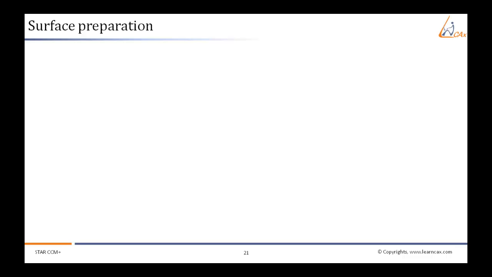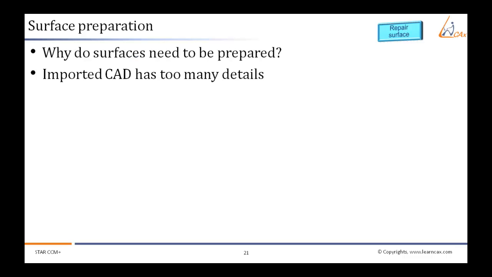We will not go into detail as to how the CAD model is created, as we studied it in the geometry modeling section of our course. Here, we will directly start our study at the stage where we have CAD geometry. Hence, the first task in meshing operation is to prepare the CAD surfaces for meshing. Why do surfaces need to be prepared? There can be many problems or errors in the CAD surfaces which can make them unsuitable or not ready for mesh. These problems can be of different types, like imported CAD has too many details.